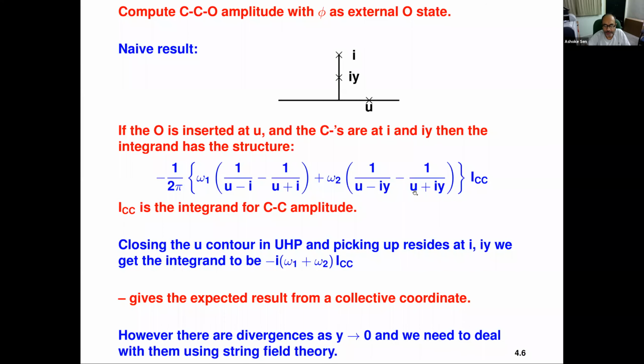Now, suppose we do the U integral first. We close the U contour in the upper half plane, and in that process we just pick up the residues at I and IY. This is straightforward, and after doing the U integral we get the integrand to be minus I times omega 1 plus omega 2 times the integrand from the CC amplitude. And this is exactly what we expect for a collective coordinate. We have got minus I times the total energy times the CC amplitude.